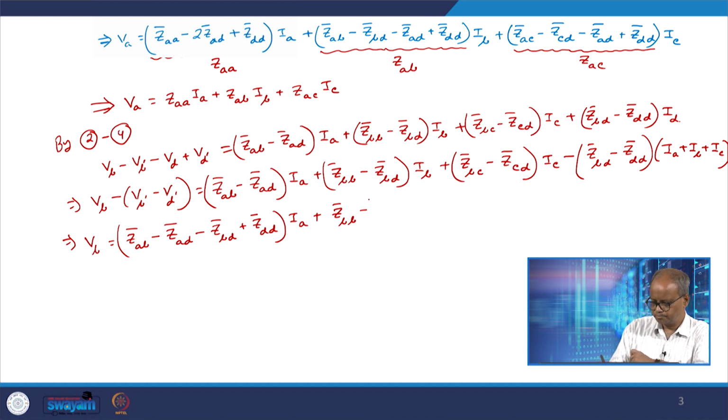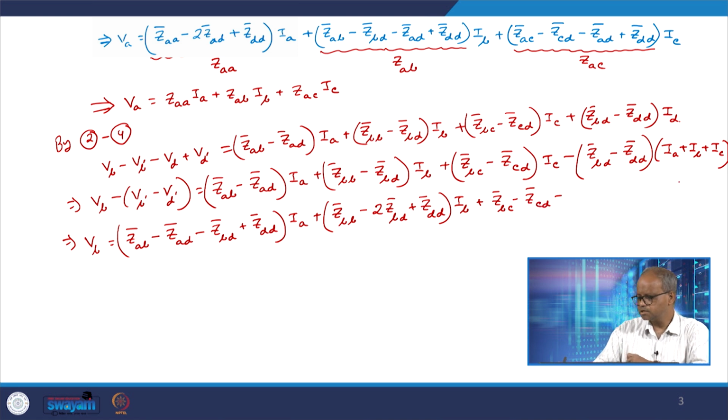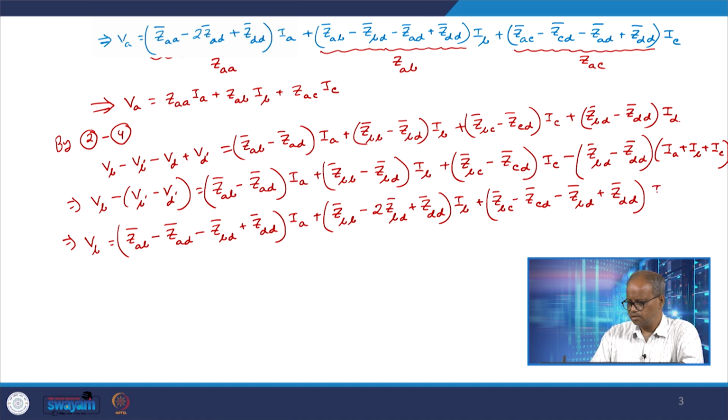2 ZBD, 2 ZBD plus ZDD into IB, all are primitive, plus ZBC minus ZCD minus ZBD plus ZDD into IC.